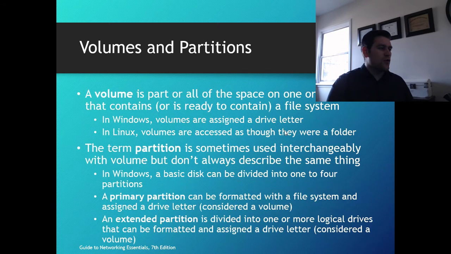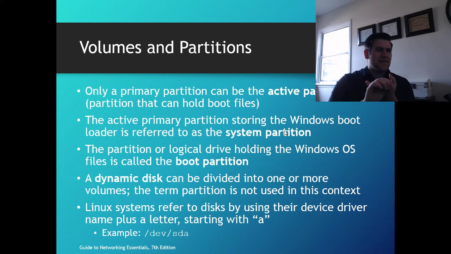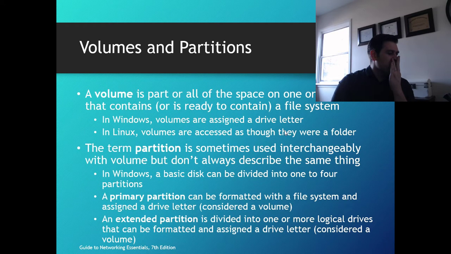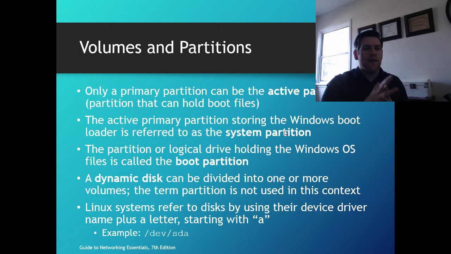So basically the four partition types are primary, extended, active, and system partition, which refers to the one that has the operating system. But what are the four types? I'm trying to remember here. Primary, extended, active. I'm drawing a blank on the fourth type, but it can be found in the book in any event.